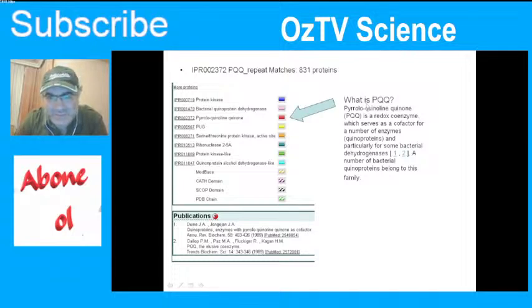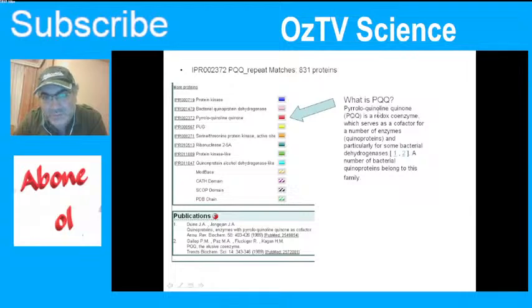So what is PQQ? Pyrroloquinoline quinone. According to the results, the first on the list is protein kinase. Second, bacterial quinoprotein dehydrogenase. Third, pyrroloquinoline quinone. That matches 831 proteins total. Wow, that's a long list. See, the professor gave us one sequence, and it looks like 800 other proteins. They all look like one another. It's not even 50 shades of gray, it's 800 shades of gray. That's life.